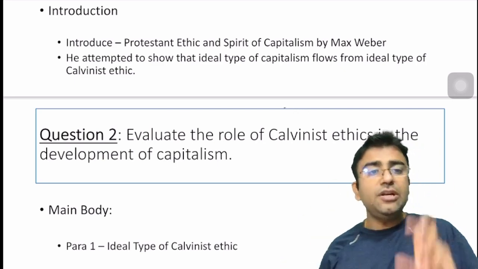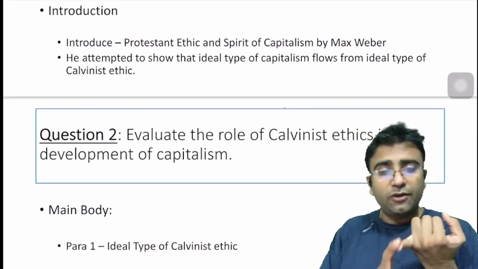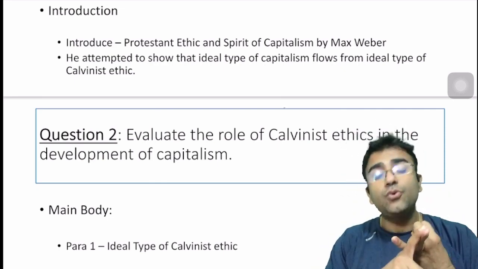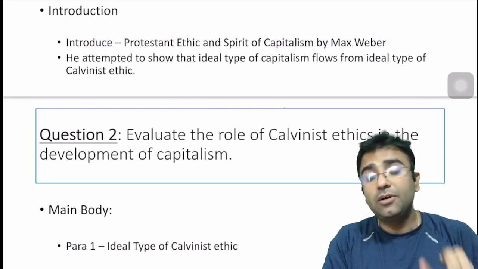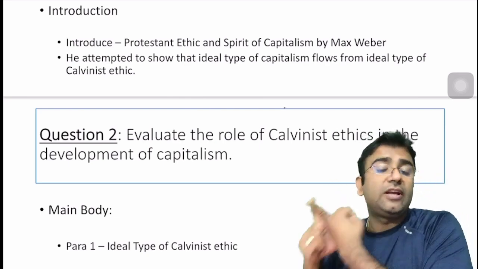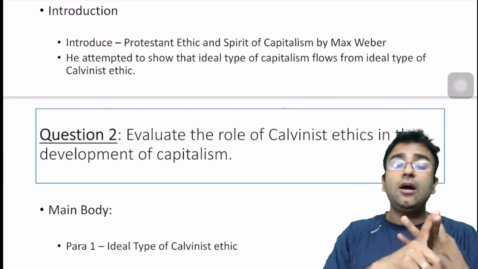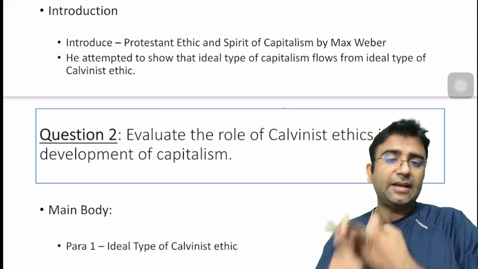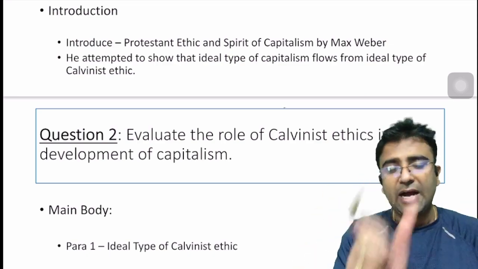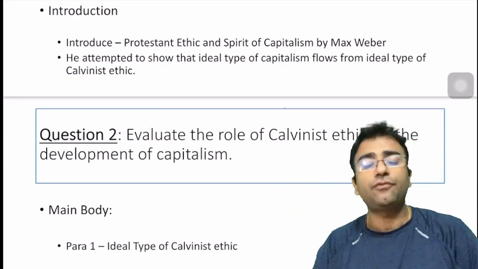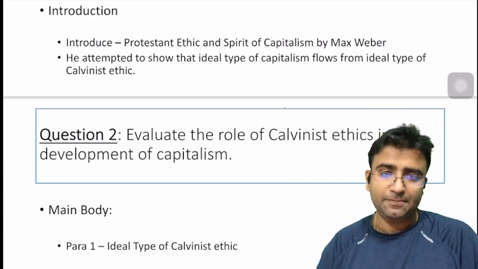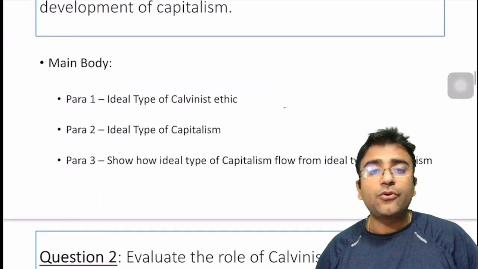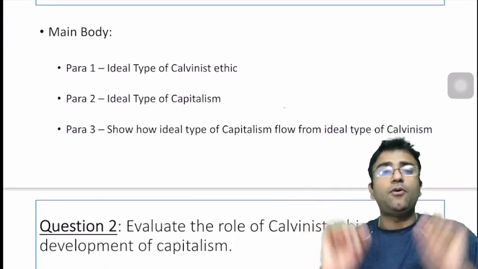So what is your introduction? Your introduction is that Max Weber wrote a very famous book, Protestant Ethic and Spirit of Capitalism, where he showcased that capitalism is a product of the Protestant religion called Calvinism. It is the ideal type that he attempted for Calvinist ethic and capitalism that established the fact that the ideal type of capitalism directly emerged from the ideal type of Protestantism. This is your introduction. In the main body, you are going to show what is the ideal type of Calvinism.